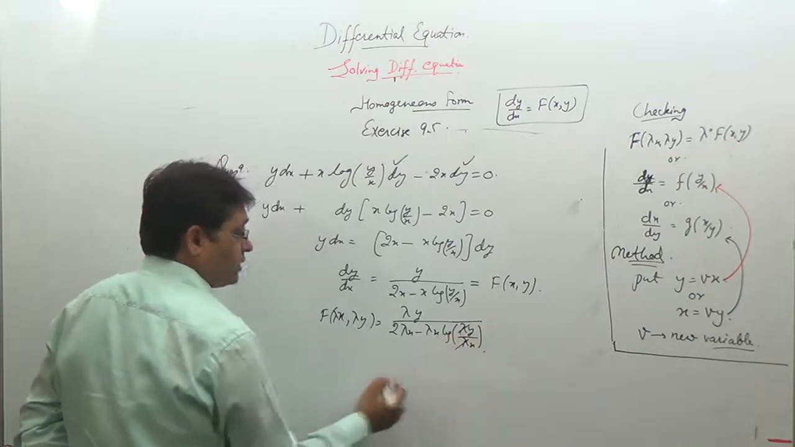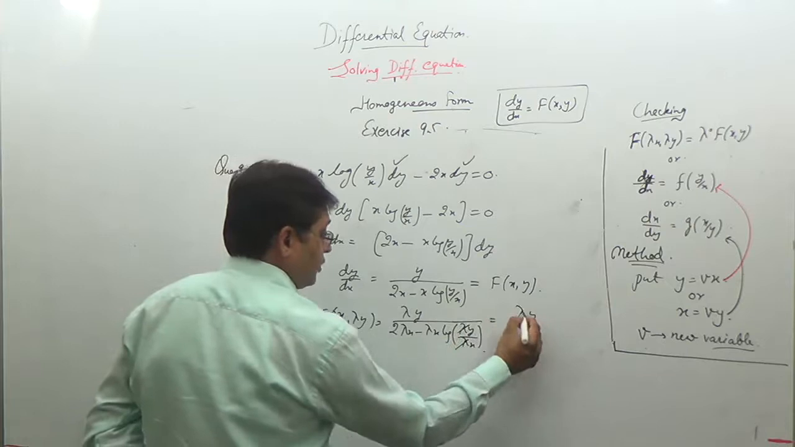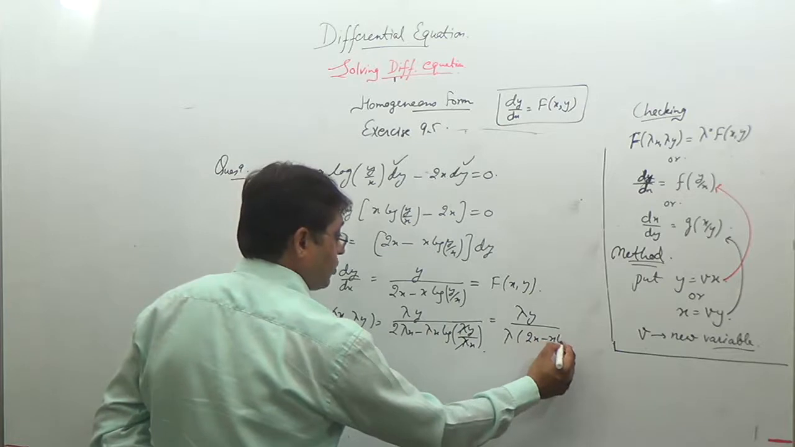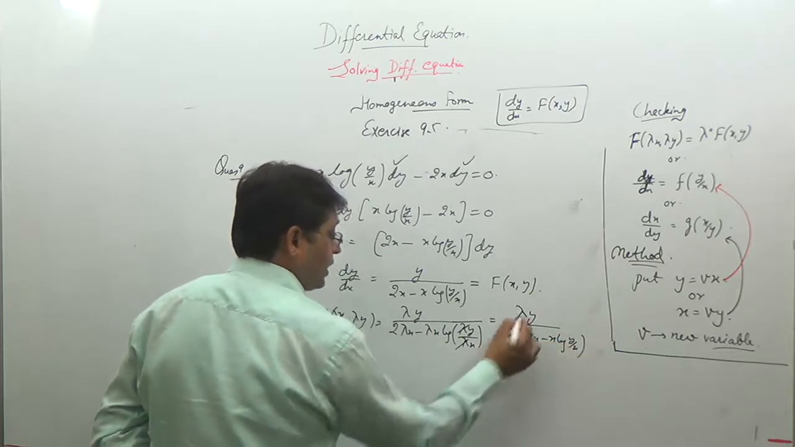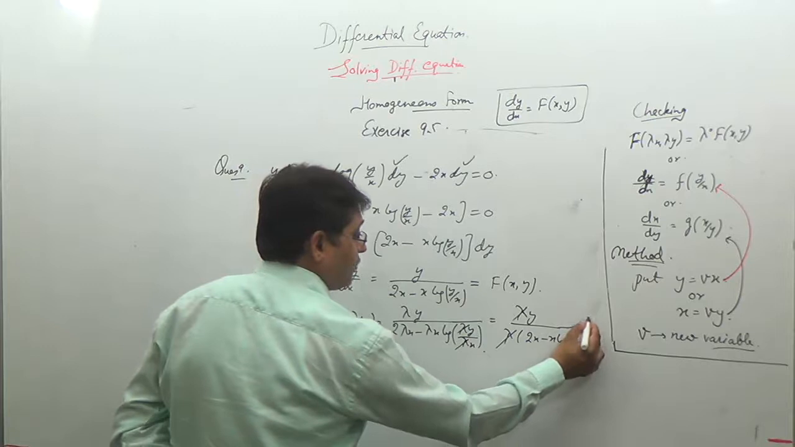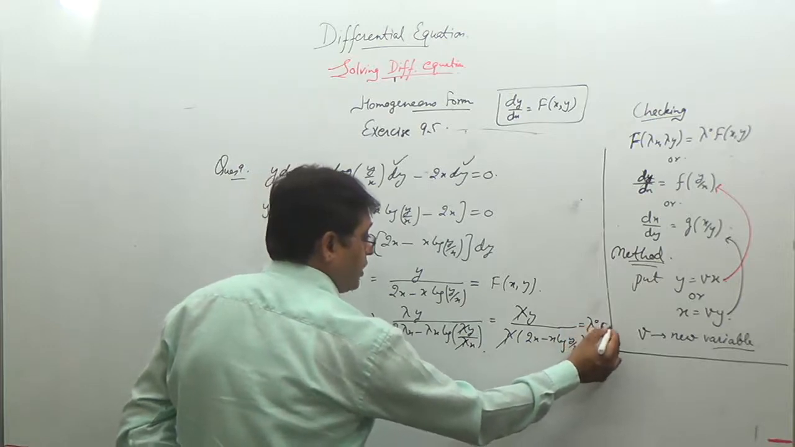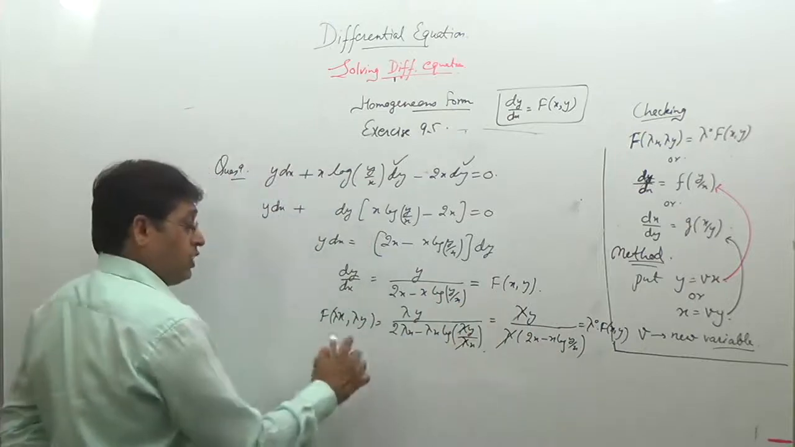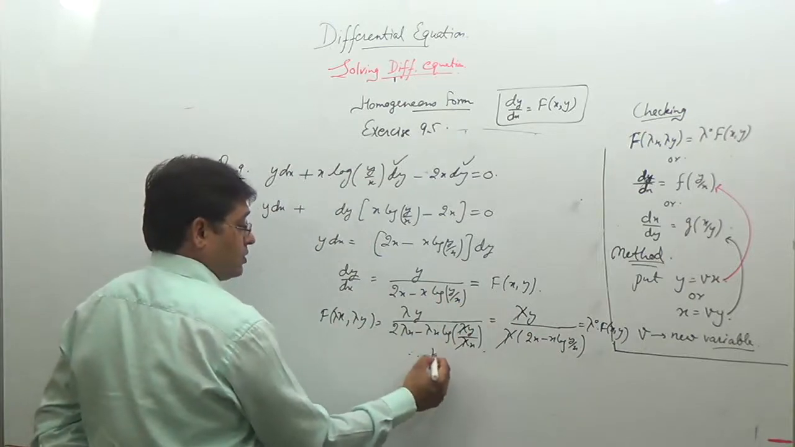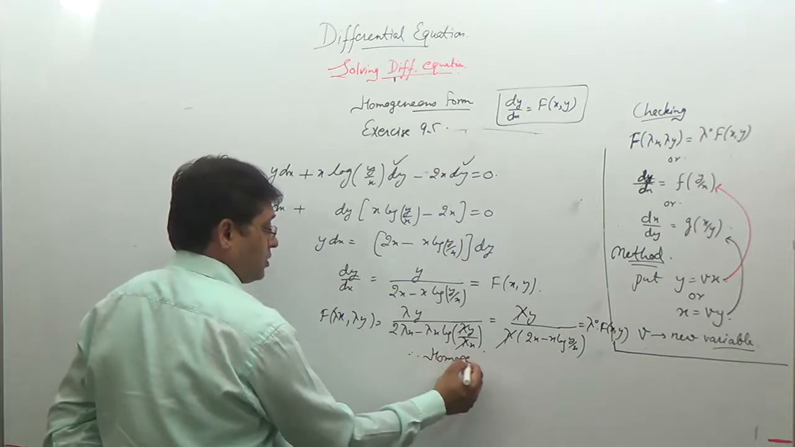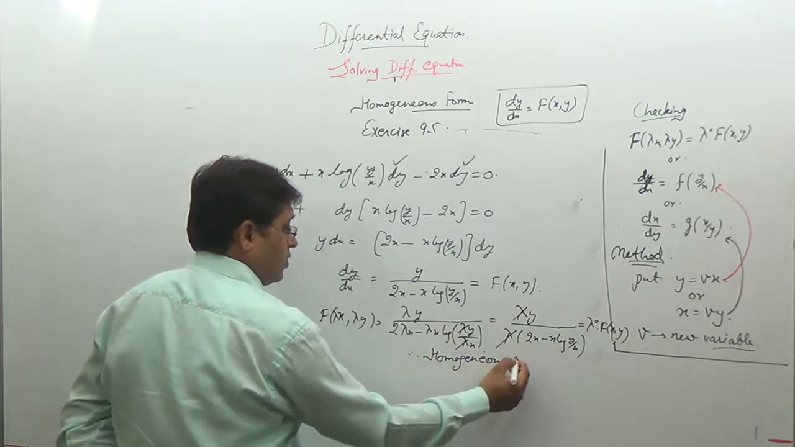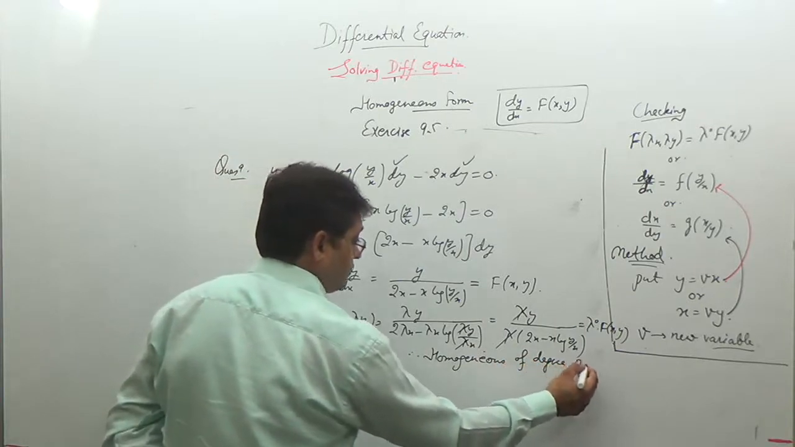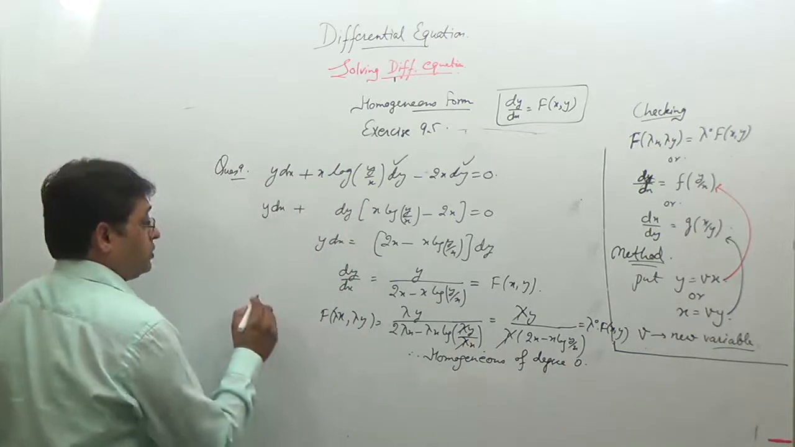This lambda will be cancelled with this. Now from the denominator, take lambda common, you will get 2x minus x log of y upon x. Again lambda will be cancelled, so you will be left with lambda raised to power 0 into the same function, that is f of x y. The equation is homogeneous with the degree 0. Now solve by the method.